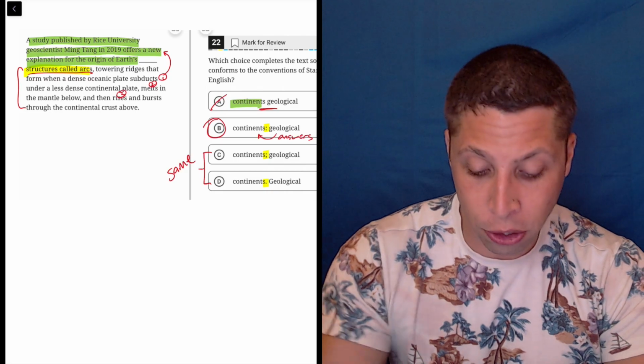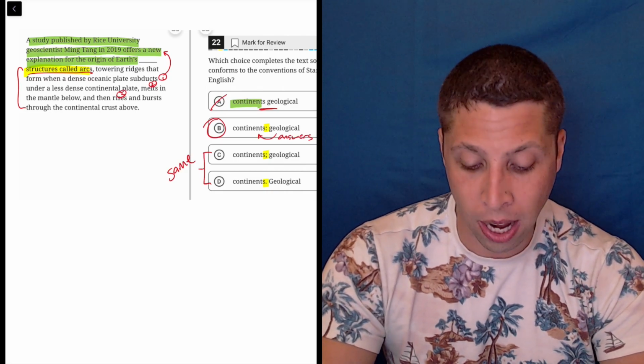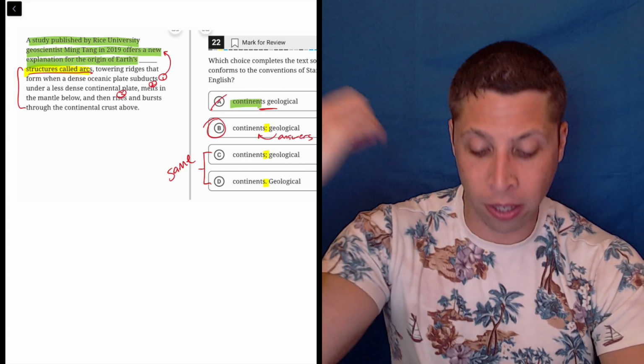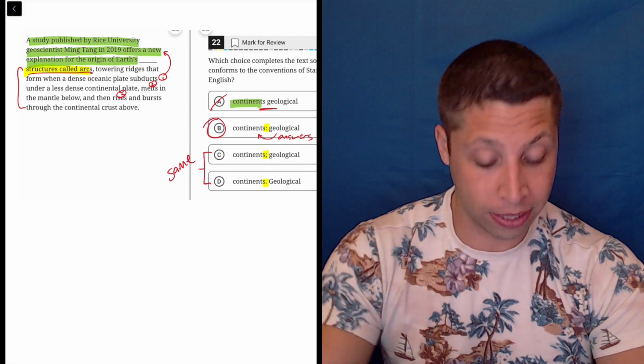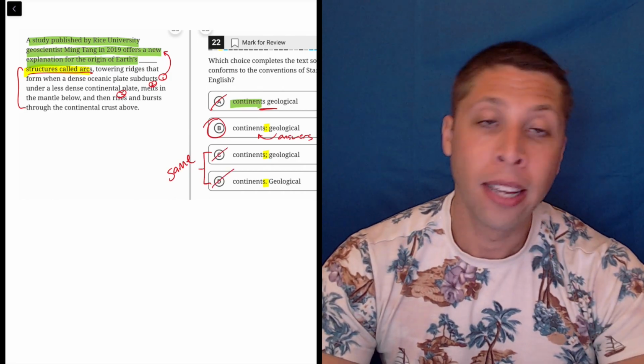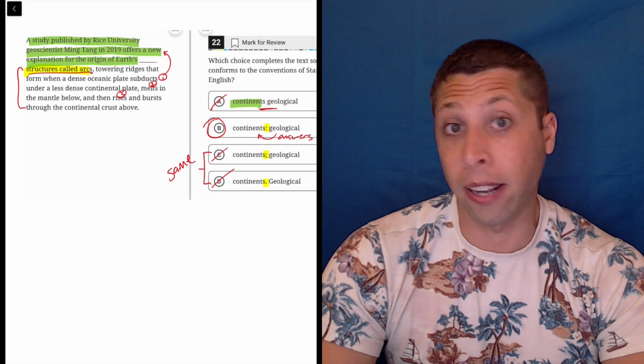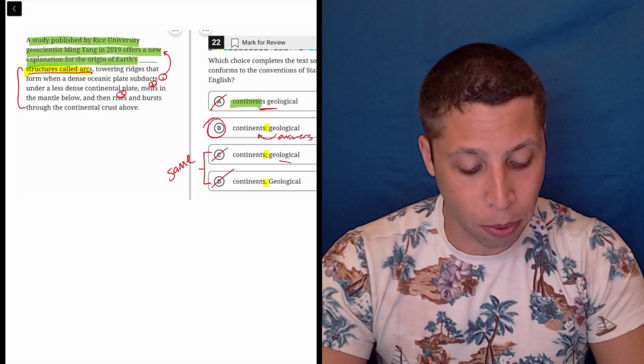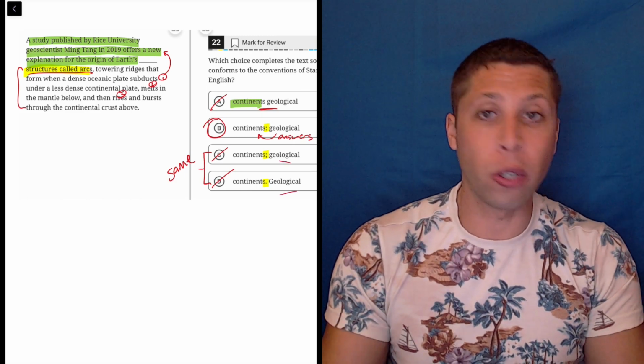The study offers a new explanation for the origin of Earth's continents. What is that explanation? The arcs. So it's definitely setting us up. And like I said at the beginning, C and D are not right because they're kind of the same thing, but also because that second part isn't a sentence, so we wouldn't be able to use these things anyway.